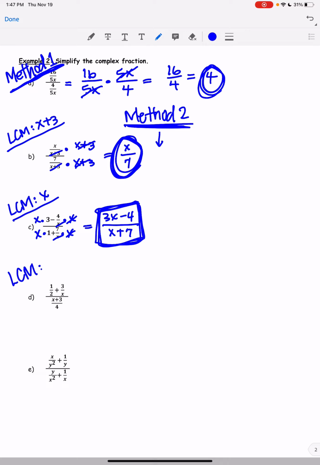Okay, here your LCM is between 2x and 4. So the thing to multiply everything by to get rid of that fraction is going to be 4x. So multiply all terms by that LCM, and hopefully all of our fractions will cancel. If they don't all cancel, we picked the wrong LCM.